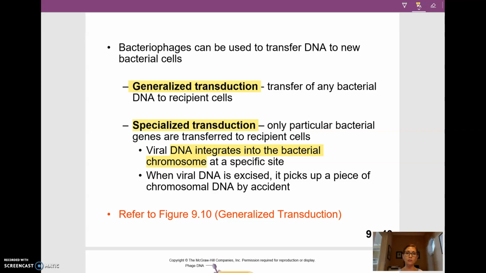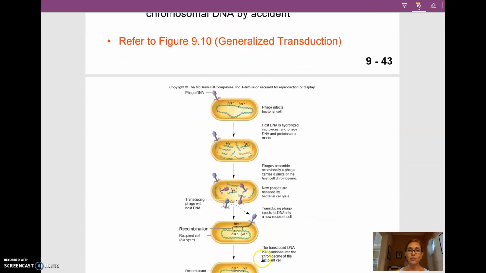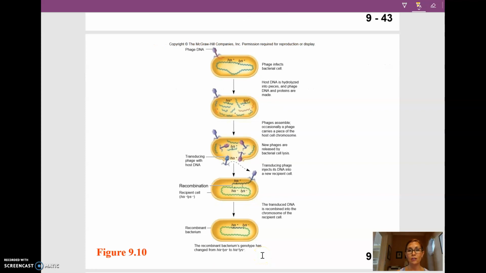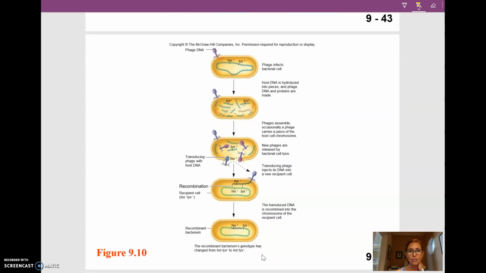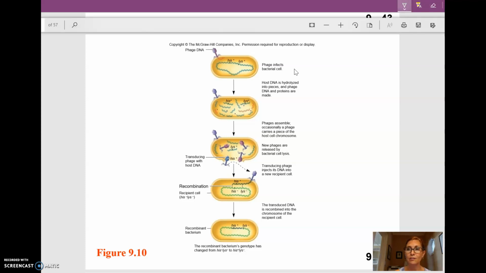When viral DNA integrates itself into the bacterial chromosome at a given site, the site is very specific for each integration, the viral DNA then hides in the bacteria. So, here's a picture of special transduction. So the phage here infects, let me get a nice bright color for us to work with.